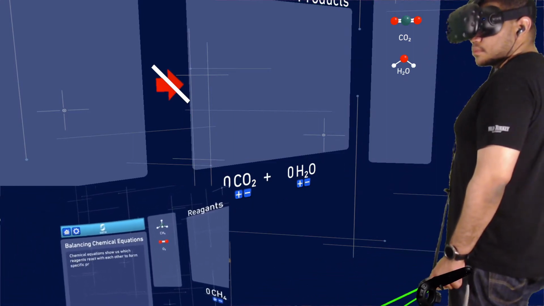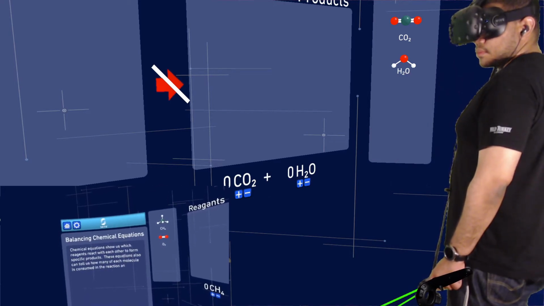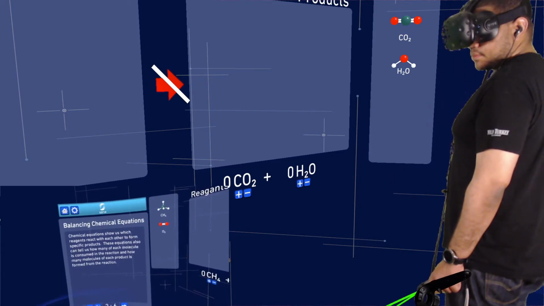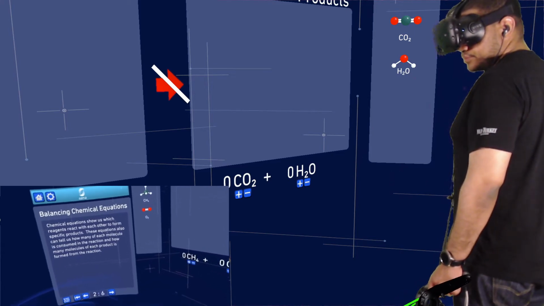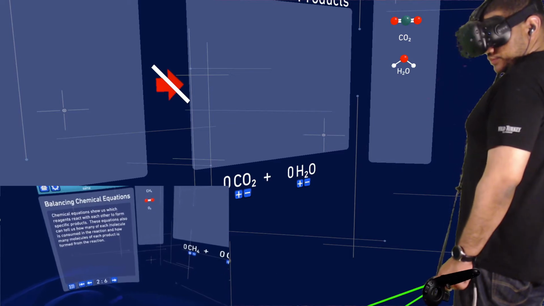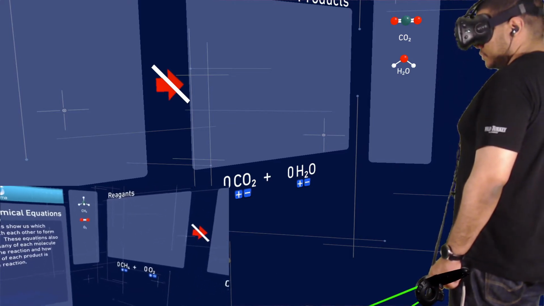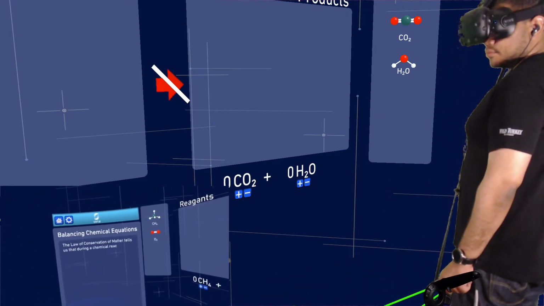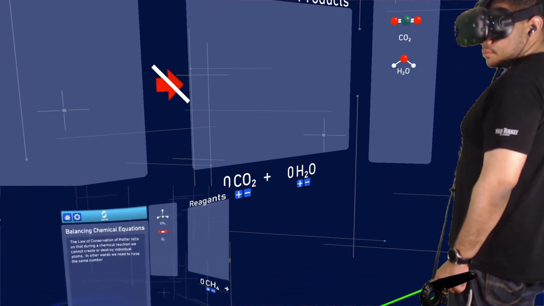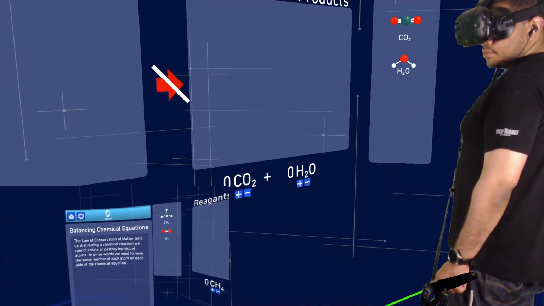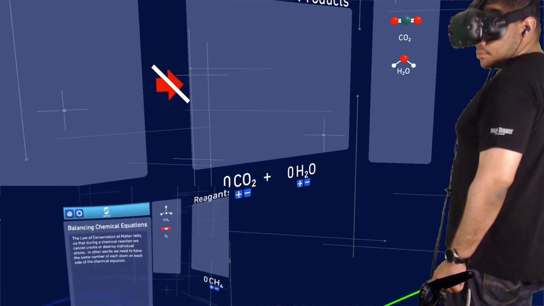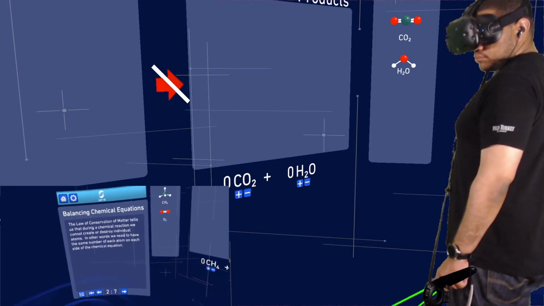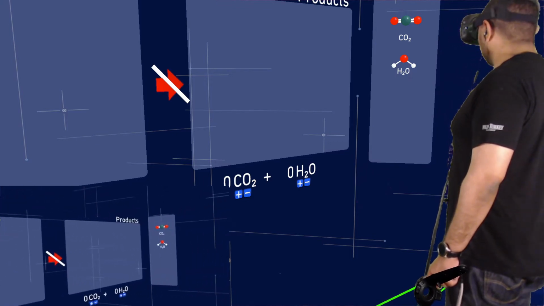Chemical equations show us which reagents react with each other to form specific products. These equations also can tell us how many of each molecule is consumed in the reaction and how many molecules of each product is formed from the reaction. The law of conservation of matter tells us that during a chemical reaction, we cannot create or destroy individual atoms. In other words, we need to have the same number of each atom on each side of the chemical equation.